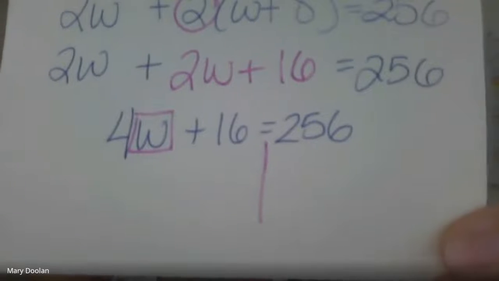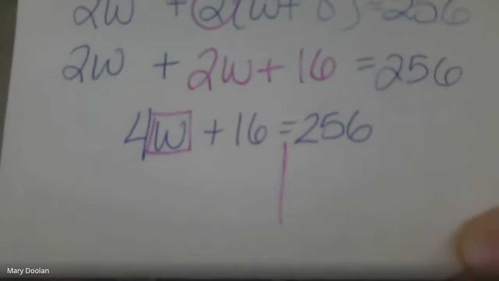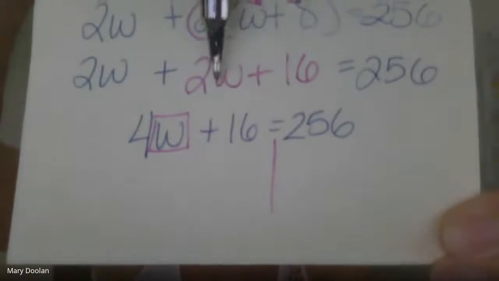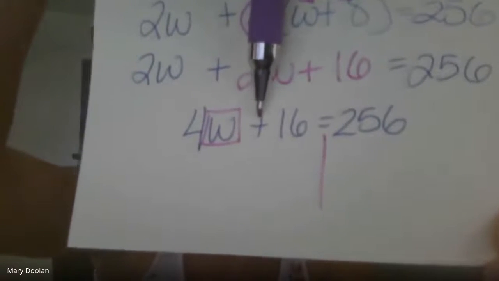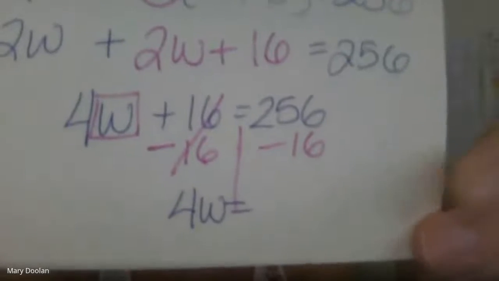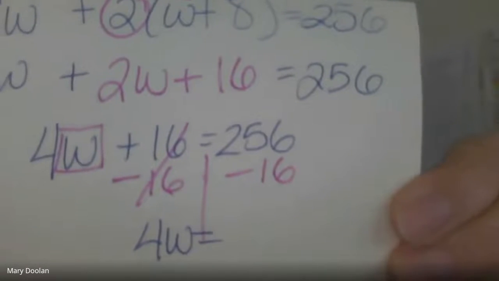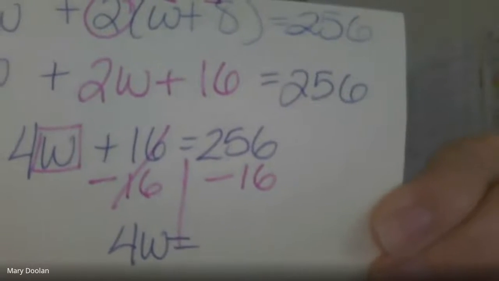Okay, and we're going to do something on both sides to get that W by itself. We're going to get rid of this 16, which is here. Okay, since 16 and 256 are on opposite sides, I got to use the opposite operation. I'm going to subtract the same amount that I see. So I get 0. Okay, what is 256 minus 16? 6 minus 6 is 0. 5 minus 1 is 4. 240.